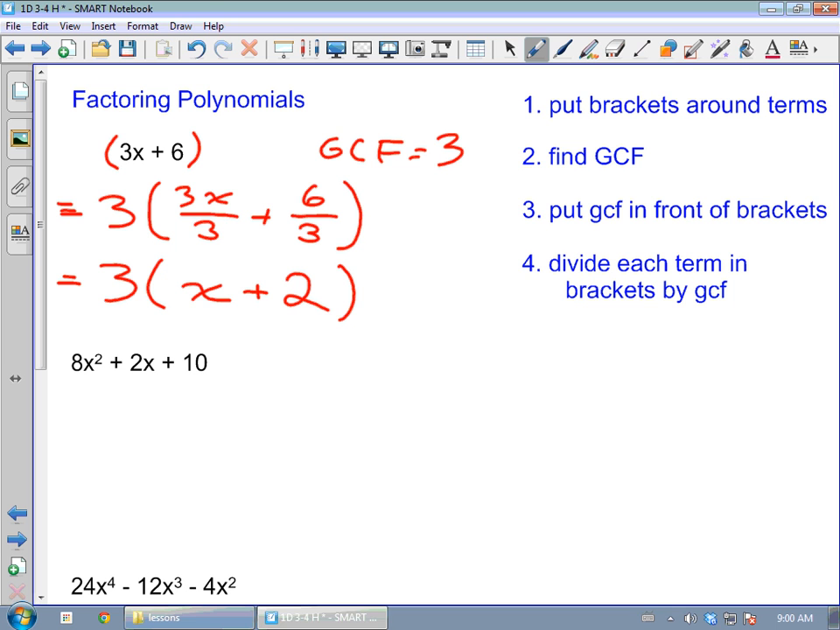So take 2 seconds here and write down these steps on the side of your page, and then we'll do the other examples.